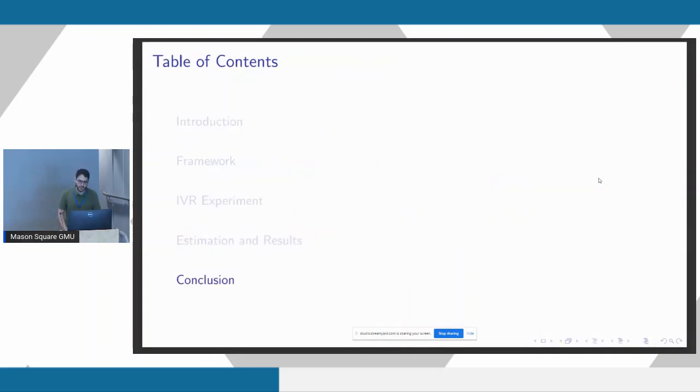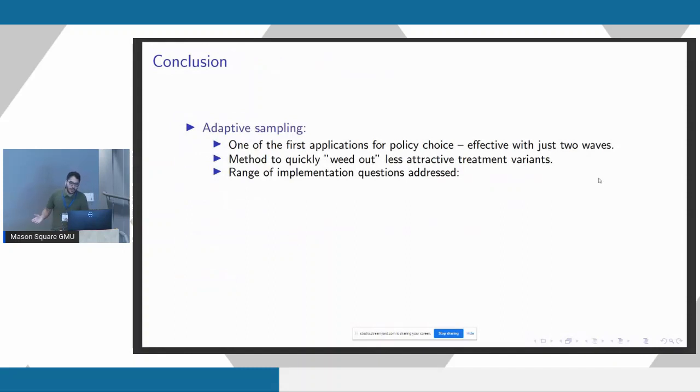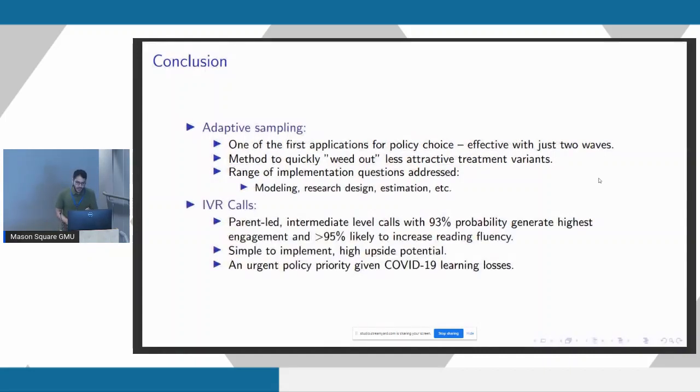So overall, adaptive sampling looks like it works even for a few waves. It's a method to quickly weed out less attractive treatment variants. And there is a range of implementation questions that have been addressed, such as modeling, research design, estimation.